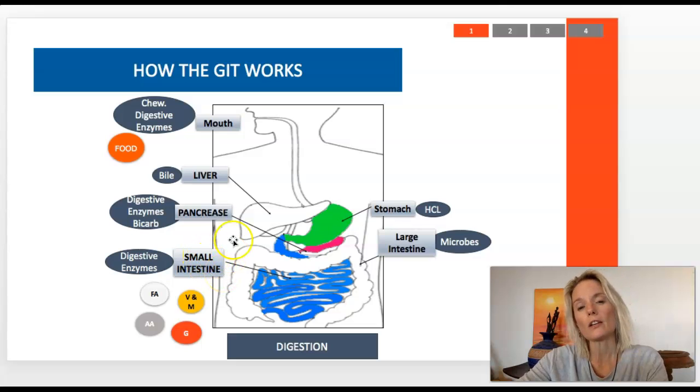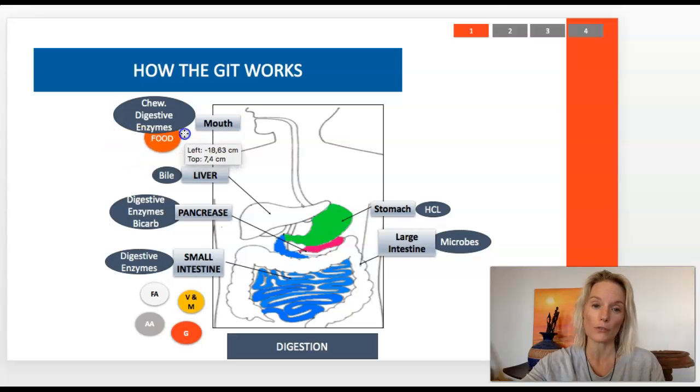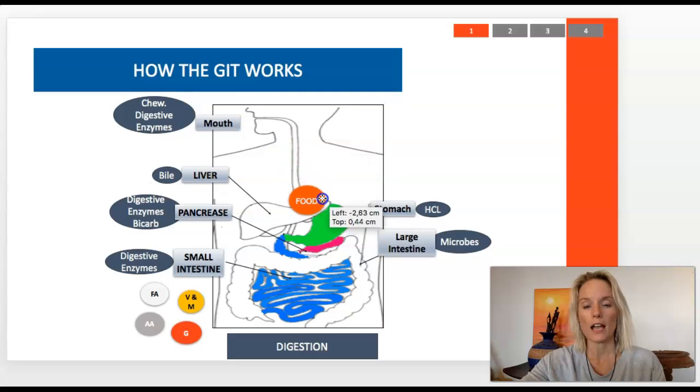Now, digestion starts in the mouth. You need to chew your food well. You'll release digestive enzymes, and digestive enzymes help to break the food down into smaller molecules so our body is able to absorb them. Now, just say you've eaten your food and you're chewing it very well. We usually say about 20 times. It moves down into the stomach where hydrochloric acid is produced.